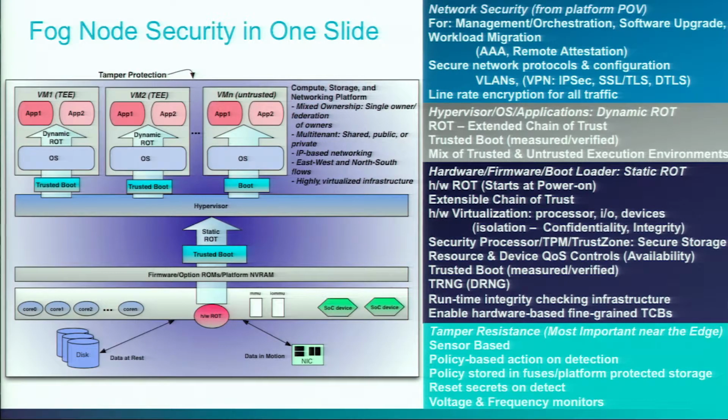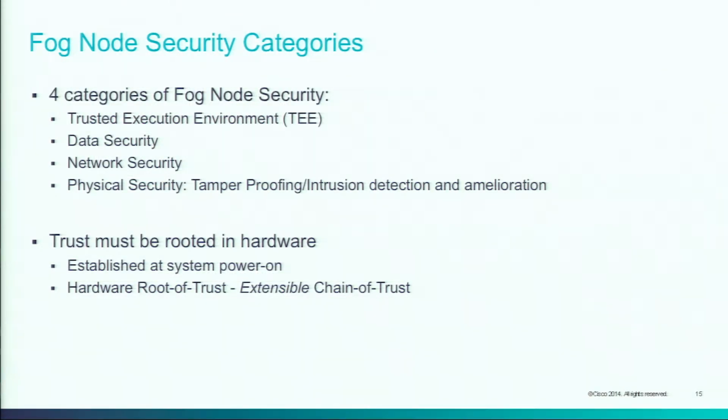So finally to the main topic. This is a single slide that I built the rest of the presentation around. I'm not going to go through it here. I'll go through it at the end, and hopefully I've covered all these points. But this more or less summarizes fog node security. So there are 4 categories of fog node security: trusted execution environment, which we talked about, data security, network security, and physical security of the node, tamper-proofing, and intrusion detection and amelioration of either of those events.